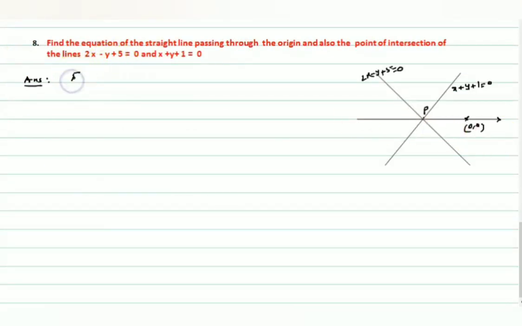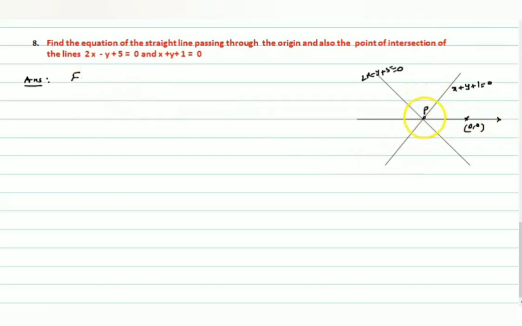Family of lines. Look here, find the equation of the straight line passing through origin. We need the equation passing through origin. This is the line required. And also through the point of intersection of these two lines. The point of intersection lies here. So the line that is passing through the point of intersection of these two lines and passing through origin is required. So I am going to do like this.